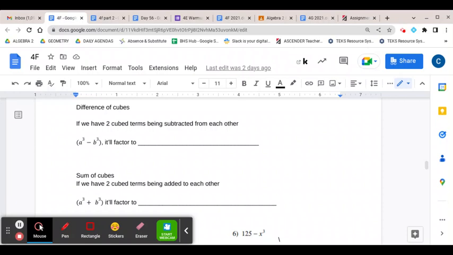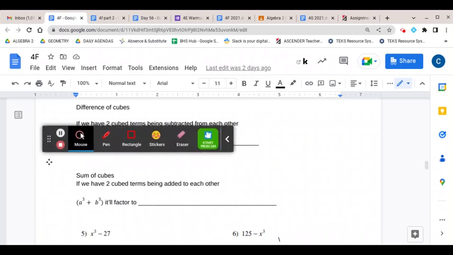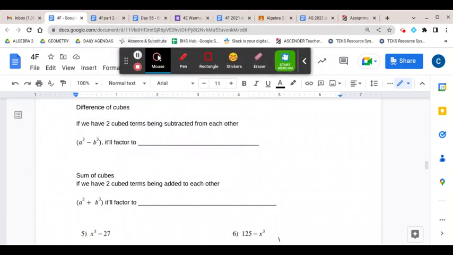Okay, guys, doing a video here to go over 4F and some of the last couple problems on 4F part 2, because I could tell that there was a little bit of difficulty in my earlier classes today. So let's start from the top.